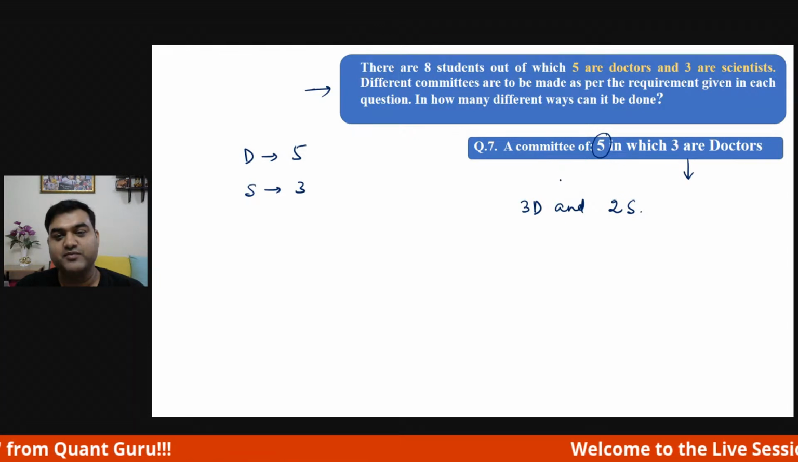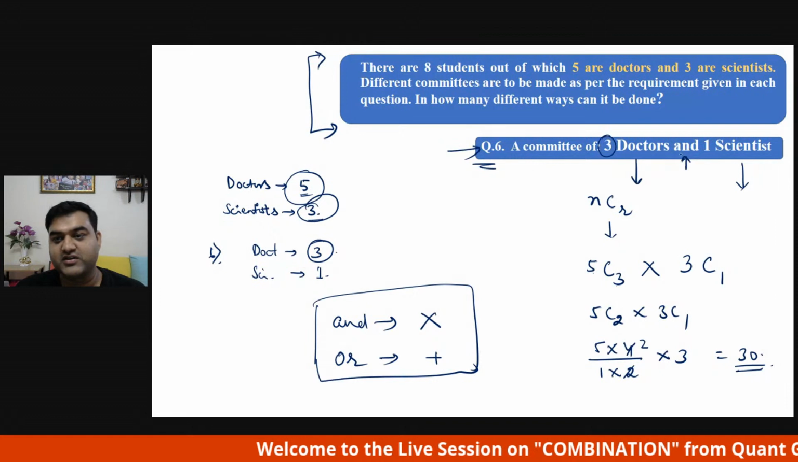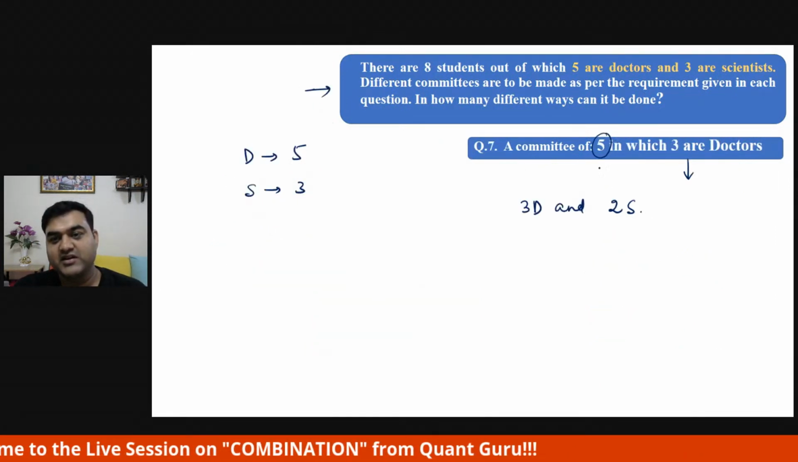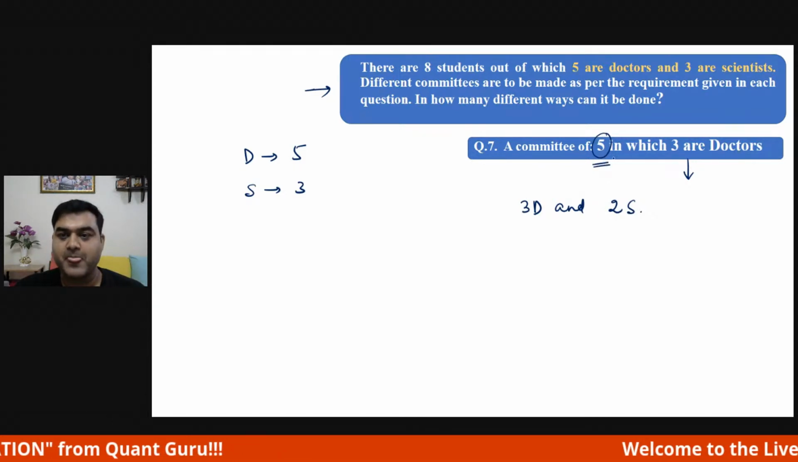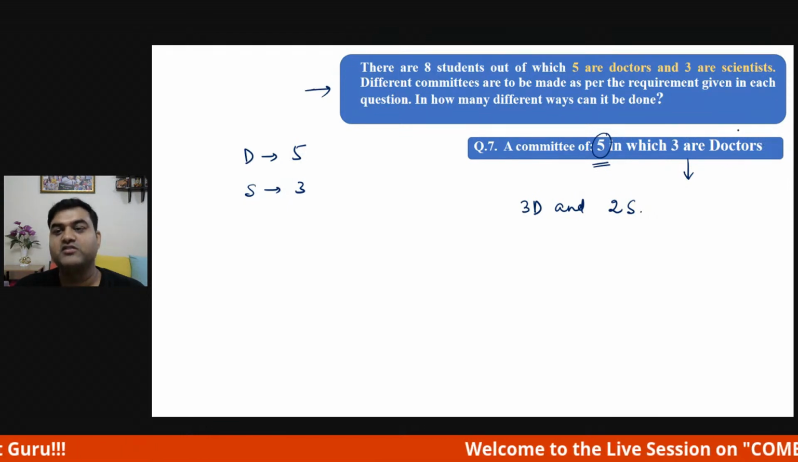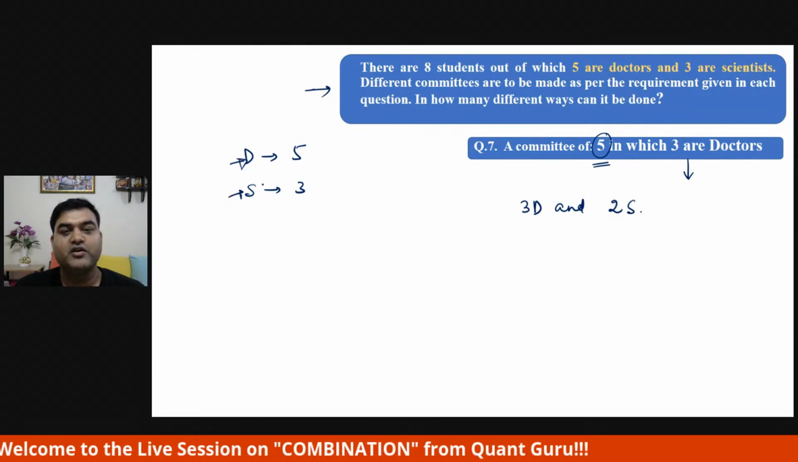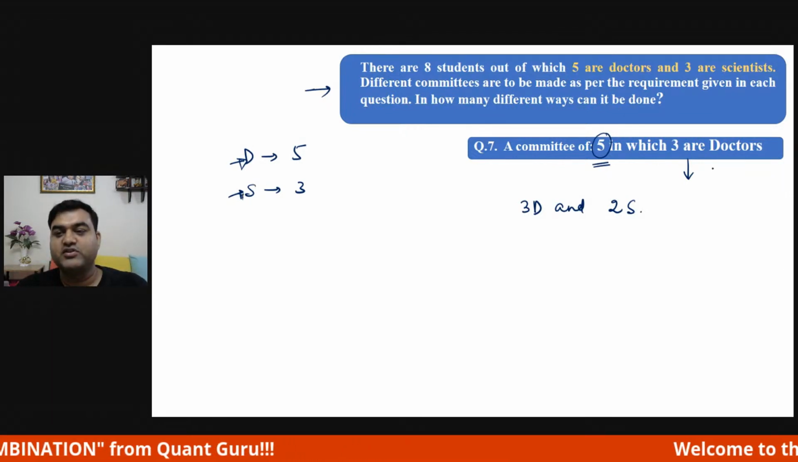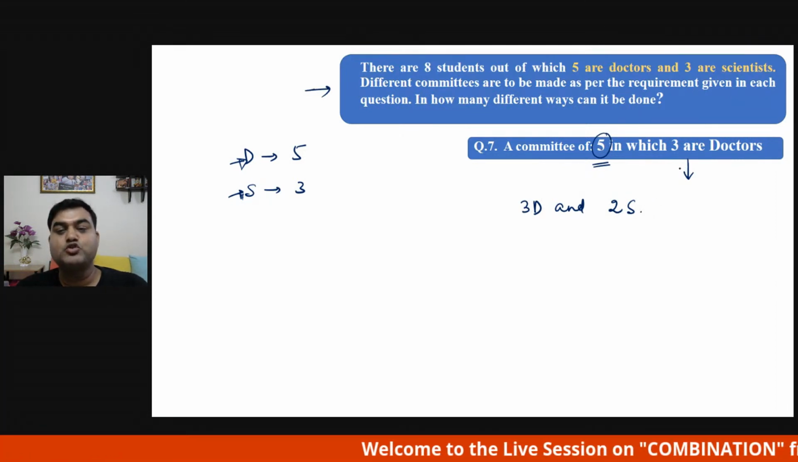In the last sum they gave 3 doctors and 1 scientist, so it was total 4, right? But in this sum they have said the total committee members should be 5, out of which only 3 will be doctors. We only have doctors or scientists, nothing apart from them. All 8 students are either doctor or scientist. So if 3 are doctors, then by default 5 minus 3, which is 2, has to be scientists.